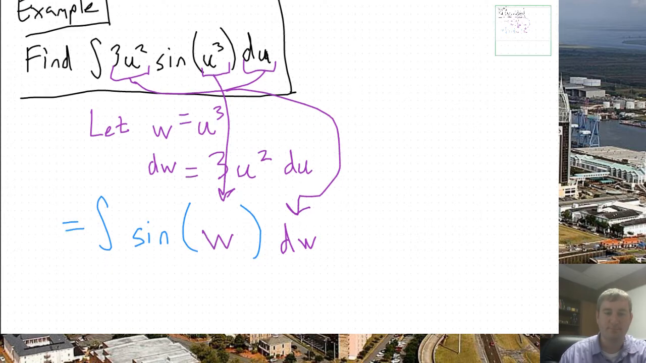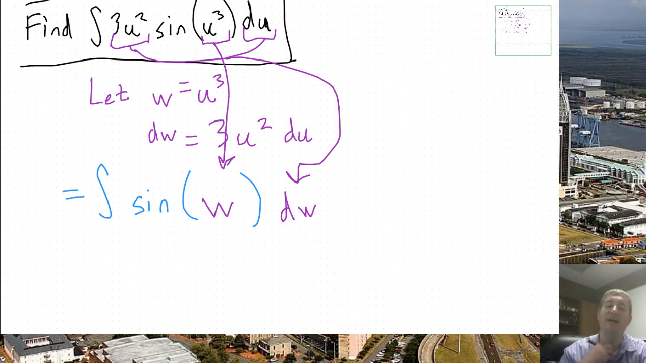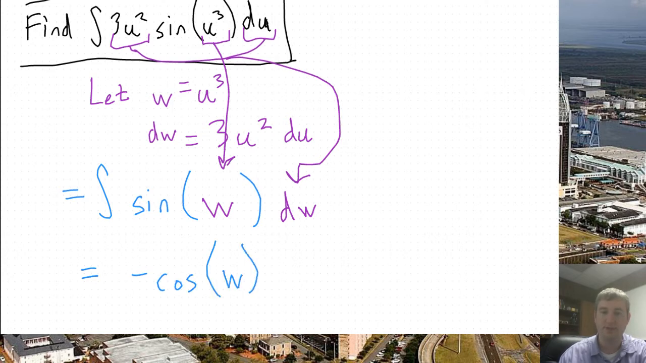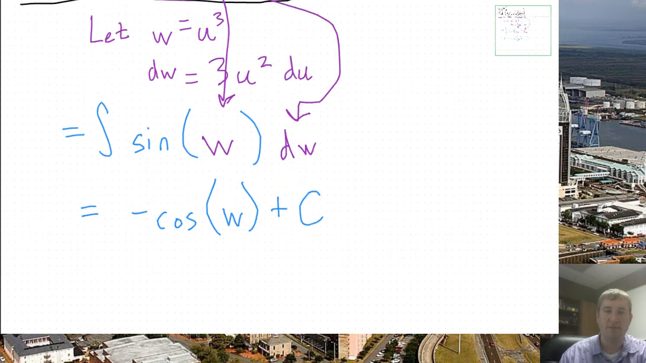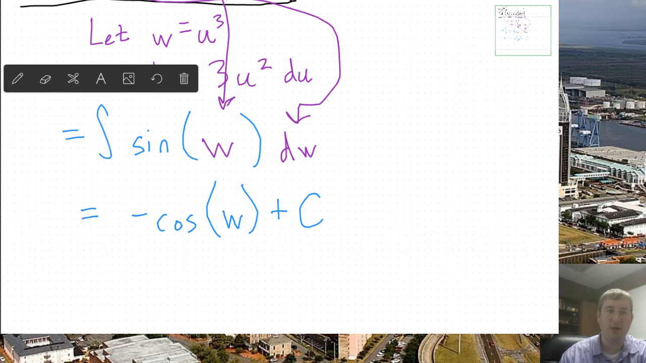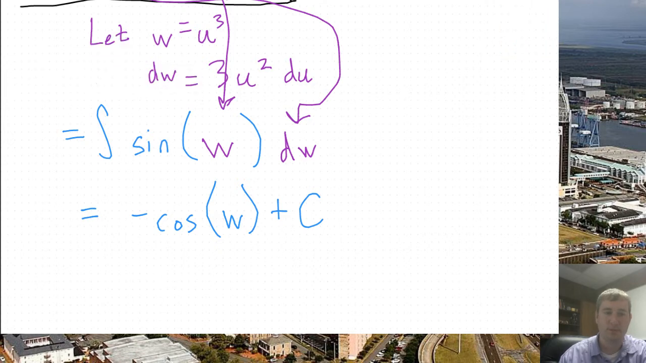Now, what does that do for me? Well, what is the integral of sine? That would be negative cosine. So I can write that. That's going to get me negative cosine of w plus c. But again, w is this thing that I made up, so I'm going to have to substitute back. And looking at my problem, my w was u cubed, so negative cosine of u cubed plus c. And that's my final answer.